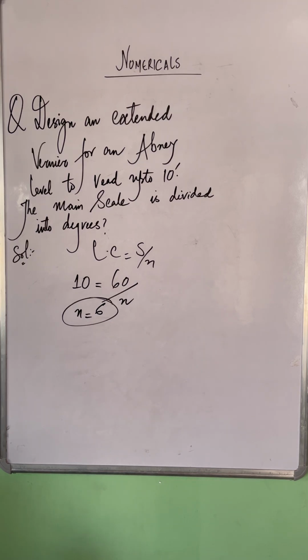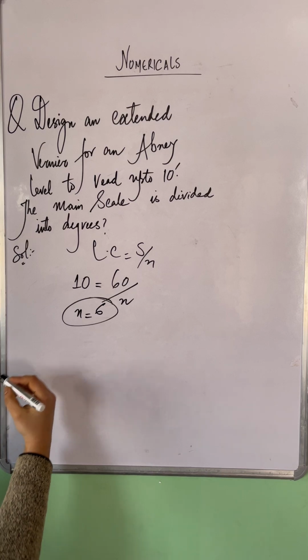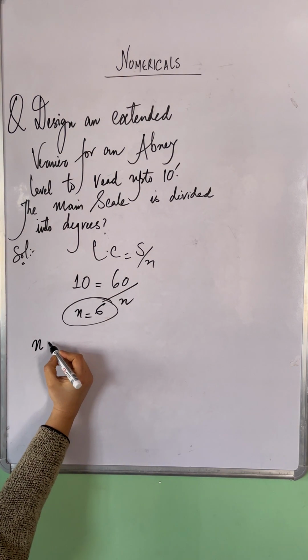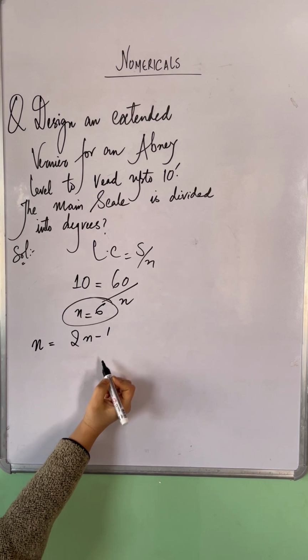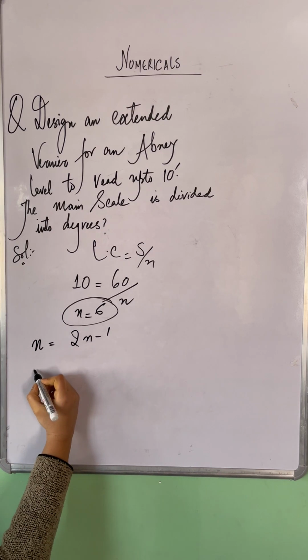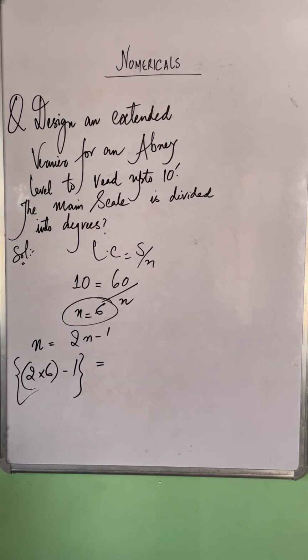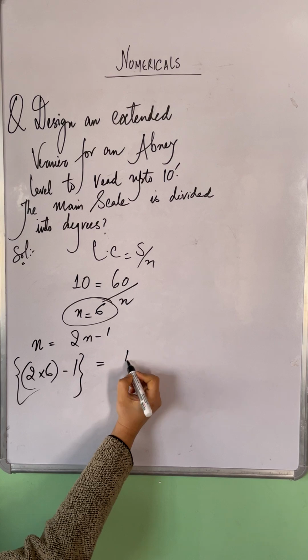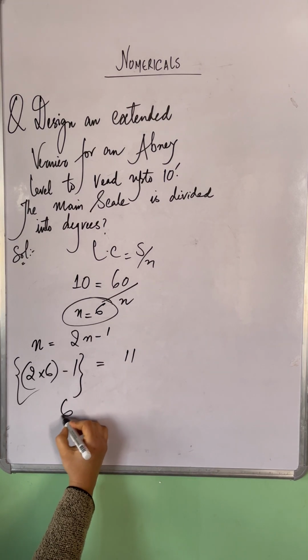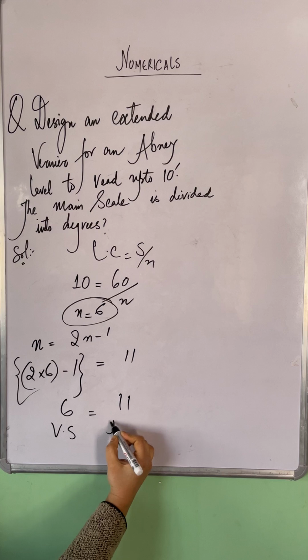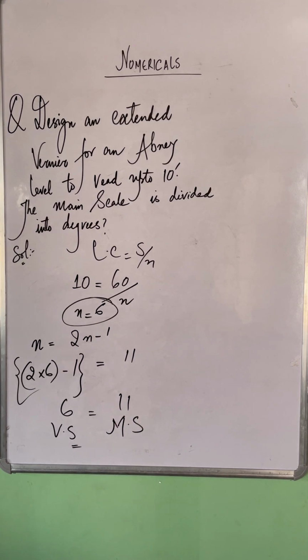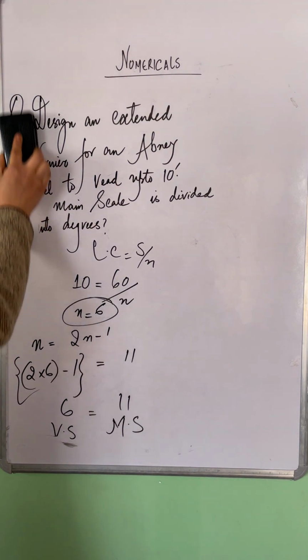Now since I have to design an extended vernier, and as already told, in an extended vernier, N divisions on the vernier scale correspond to 2N minus 1 divisions on the main scale. That means how many divisions do I need on the main scale? I need 11 divisions on the main scale. So 6 divisions on the vernier scale will correspond to 11 divisions on the main scale to form an extended vernier for this ebony level. Let's do another question.